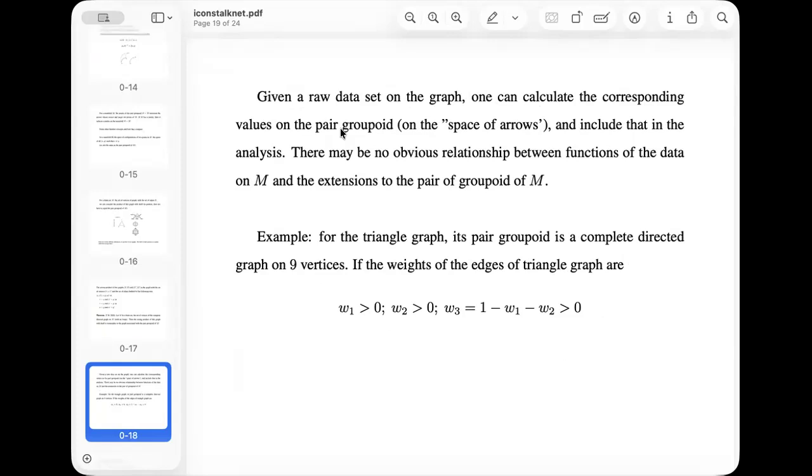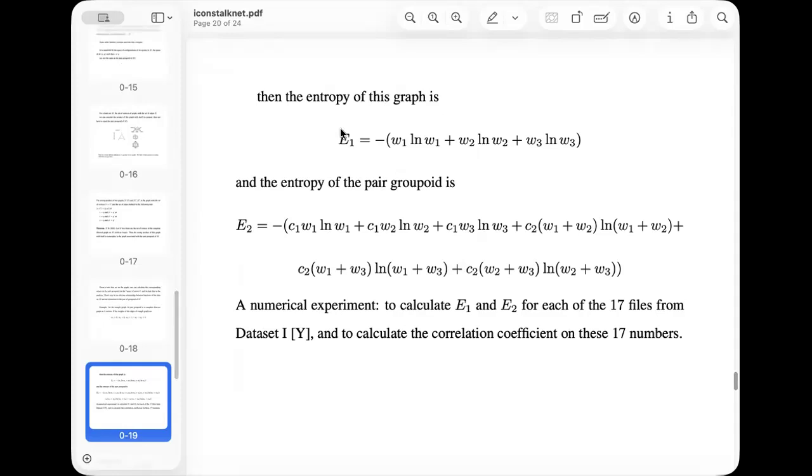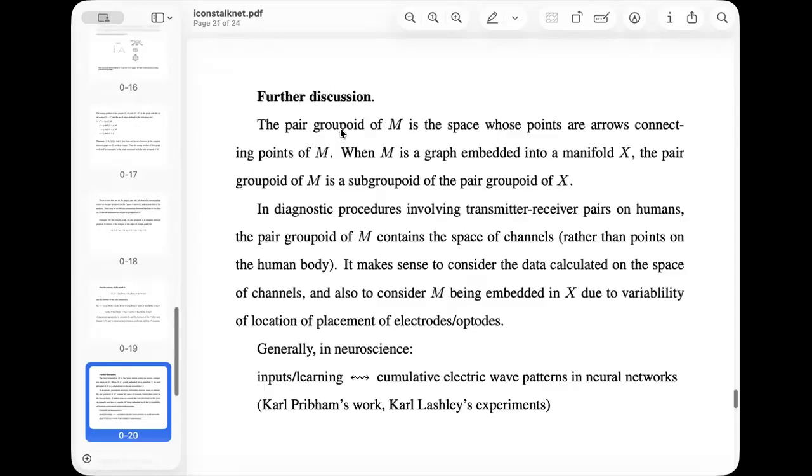For example, consider the triangle graph with the weights on the three edges that are positive real numbers that sum up to 1. The pair groupoid of the triangle graph is a complete graph on 9 vertices. The information theoretic entropy of the pair groupoid is not expressible in terms of the information theoretic entropy of the original triangle graph. I suppose I could run a numerical experiment to check the correlation between these values on the file from dataset 1 from the paper mentioned earlier.